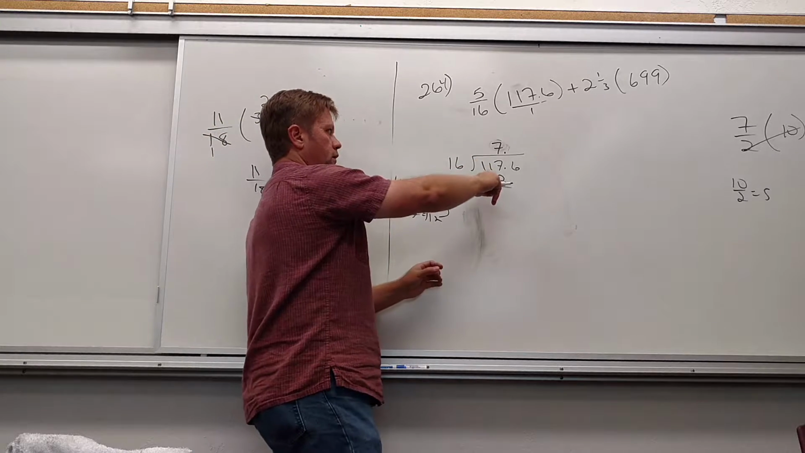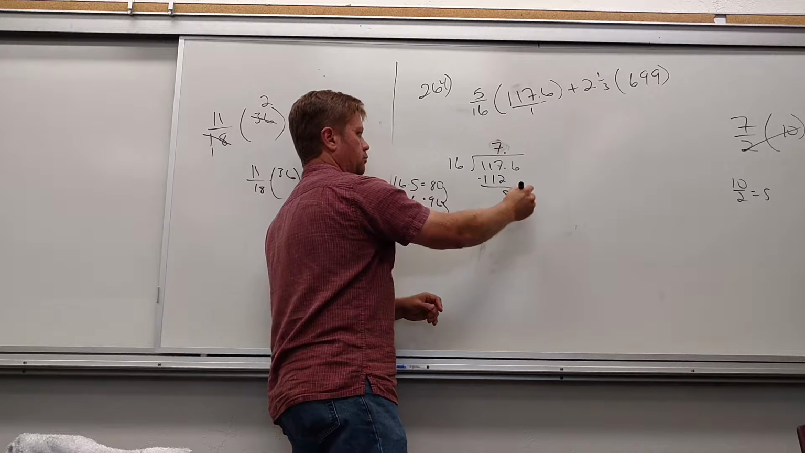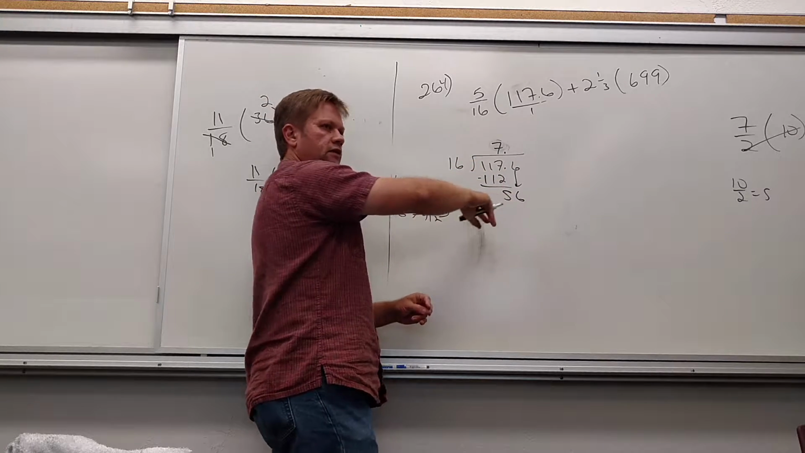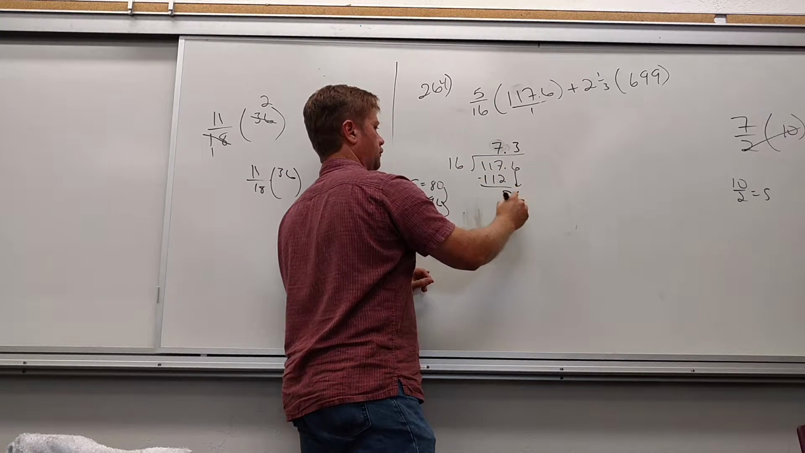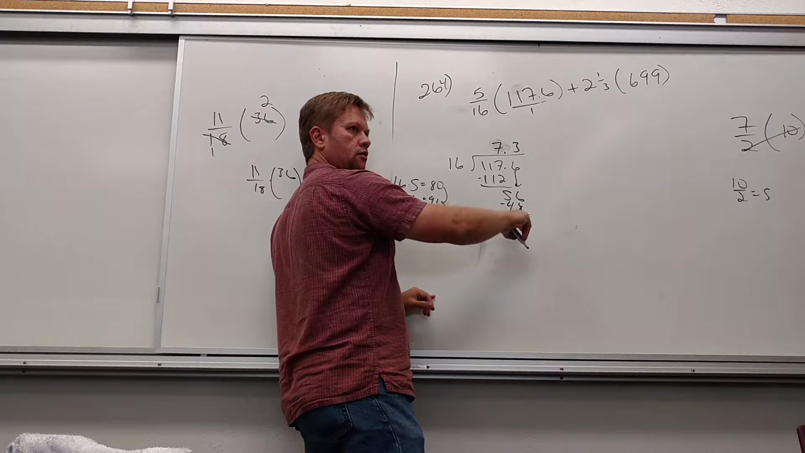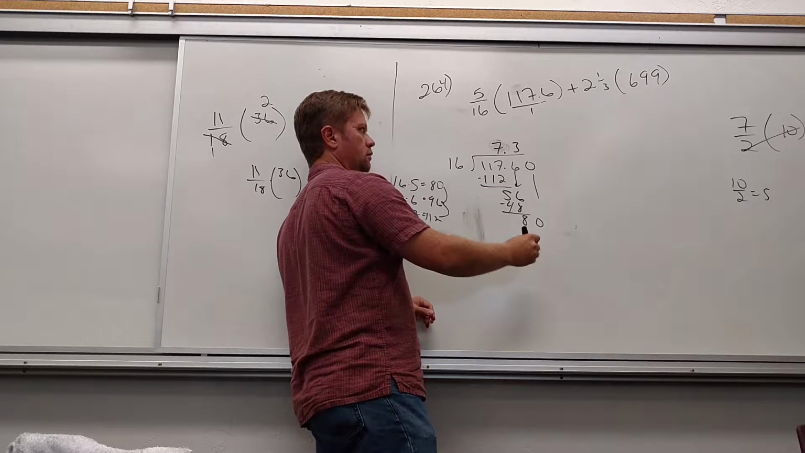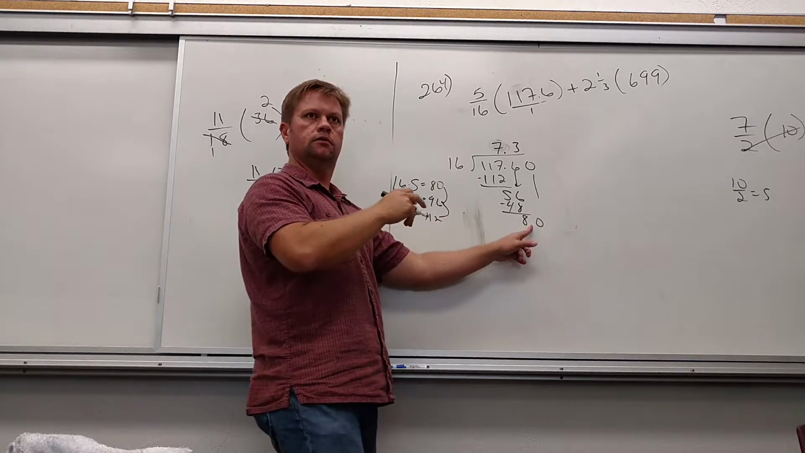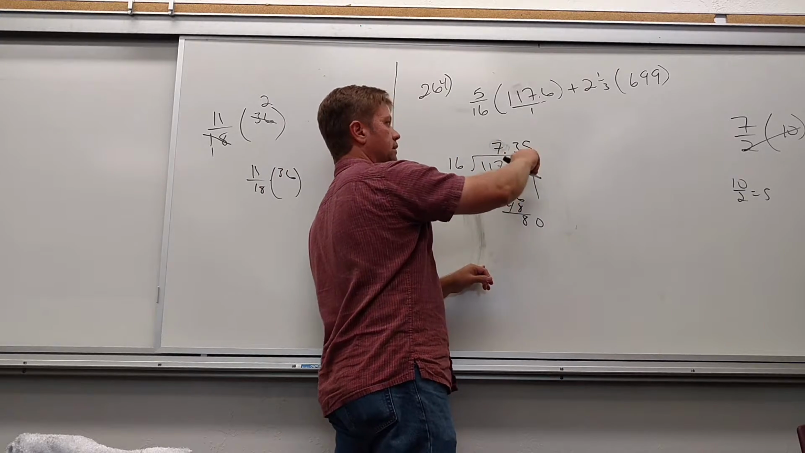All right. The 7 times 16 is 112. Then I bring down the 6. 16 goes into 56 3 times. 48. Subtract. 8. And then bring down the 0. 16 goes into 80 5 times. So I'm done. That's 7.35.